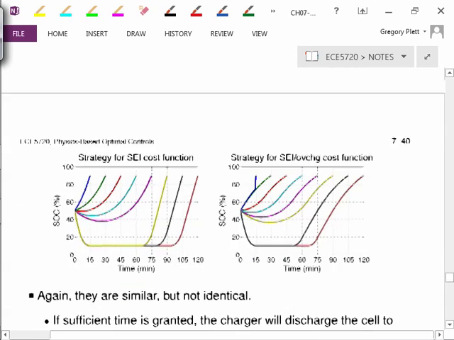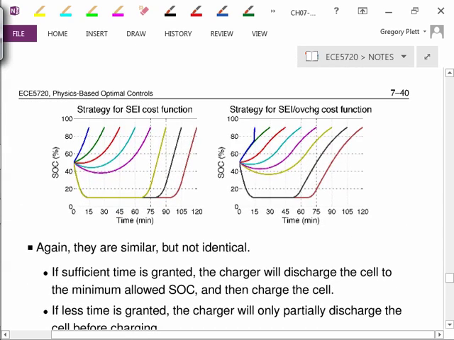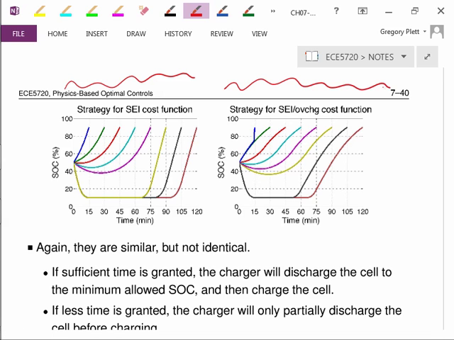And the results are shown here, and I don't show current versus time, I show only state of charge versus time. This is for using the SEI cost function only, and this is for using the combined cost function that uses both SEI and the overcharge lithium plating cost function. So for a 2-hour limit, starting, oh, by the way, these started at 50%, all of them.